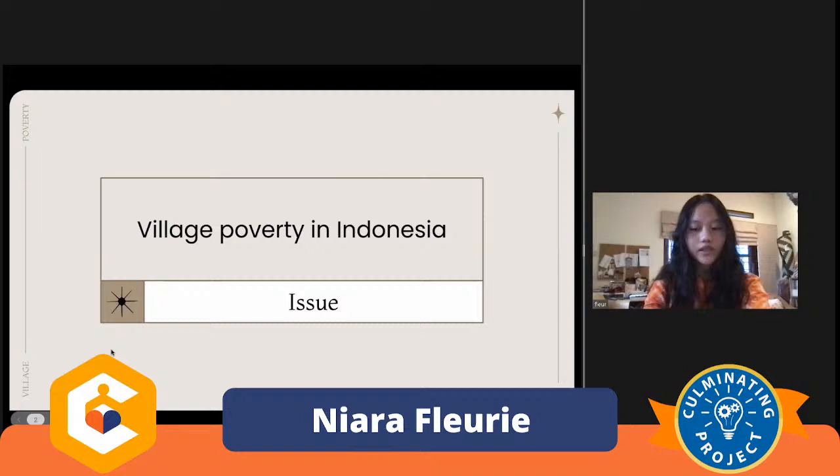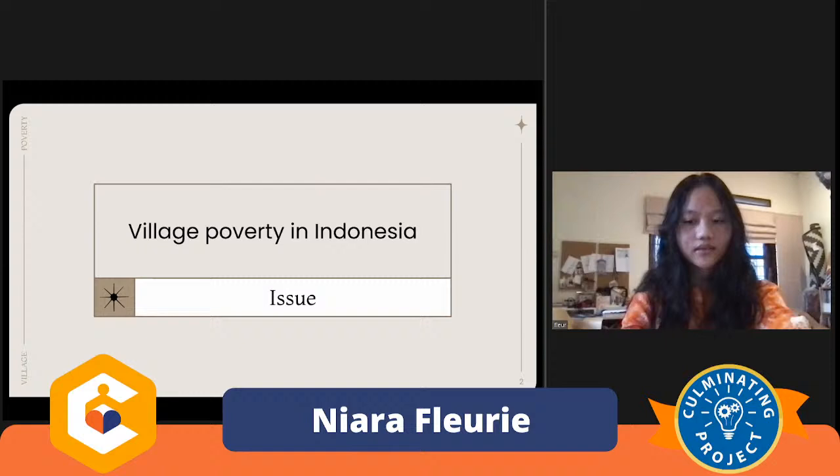So is village poverty worse than city poverty? There were approximately 14.93 million people living in villages who suffered from poverty in September 2019. And there were 9.68 million people in the city who suffered from poverty at the same time. Even though it's not better, we can see from the numbers that village poverty is worse than city poverty.